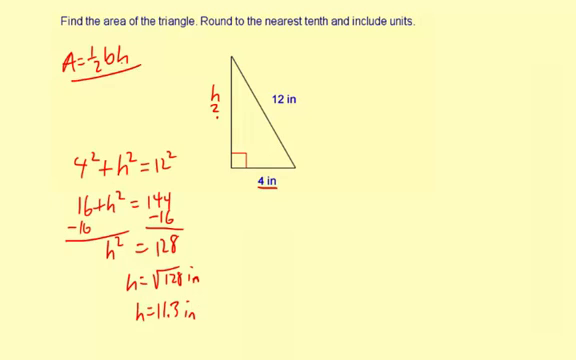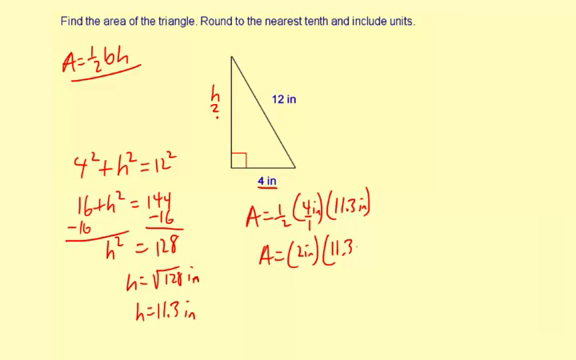Now we're going to use this area formula up here. Area is 1/2 times 4 inches times 11.3 inches. And so you can do 4 times 11.3 and then divide by 2, or you could do 1/2 times 4 and then times 11.3. I'm going to do 1/2 times 4 because that's going to be pretty simple. It's just 2. Then times 11.3 inches. Let's do that on the calculator.